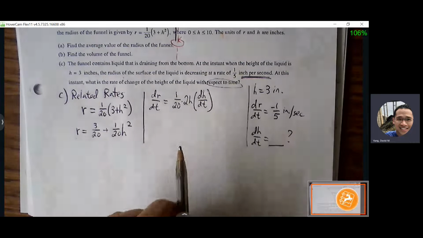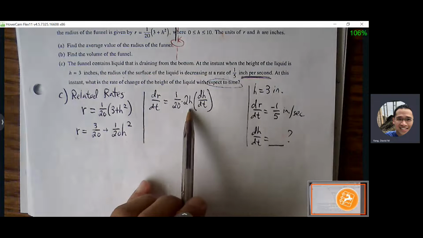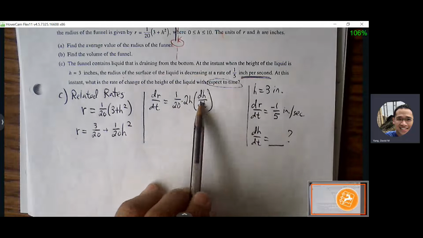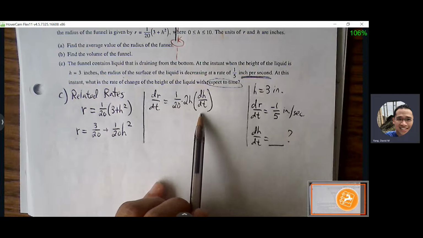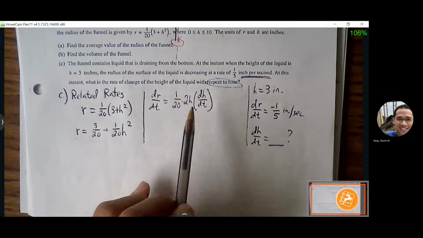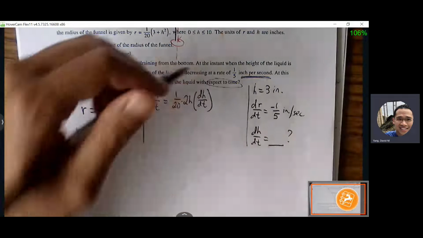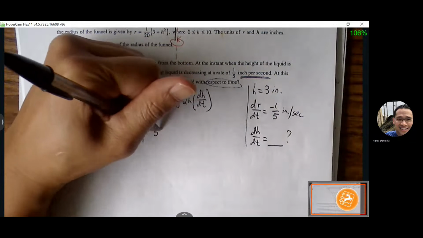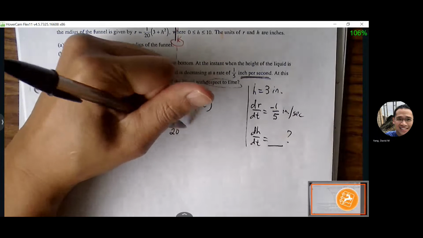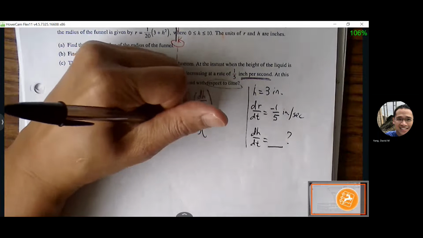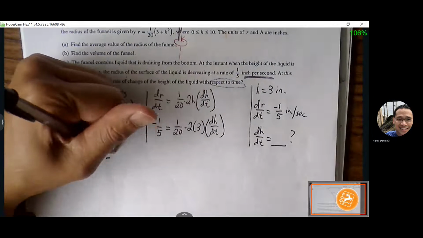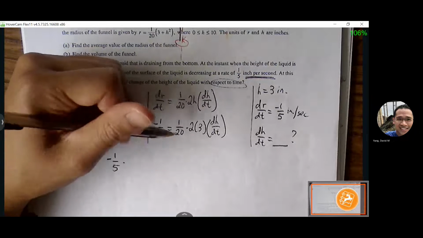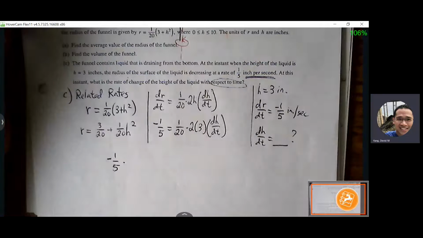Okay, we should have everything in front of us. We have h to insert. We have dr dt to insert on this side, and that leaves us to solve for dh dt. That's our missing variable. So I'm just going to insert this into my derivative. Six over 20 reduces to be 3 over 10.